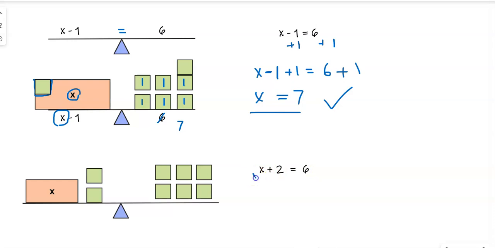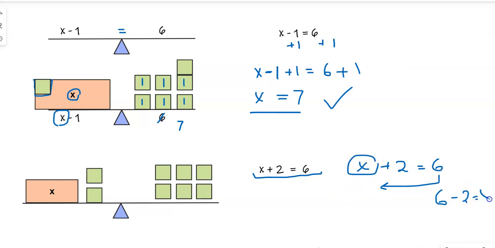Here we have the equation x plus 2 equals 6. Again, if we have a number, we add 2 to it, right? We get 6. Now we can use the reverse operation and say, okay, we have 6, we added 2, now we're going to subtract 2 in order to get the unknown number, right? So 6 minus 2 is 4, and that equals x.